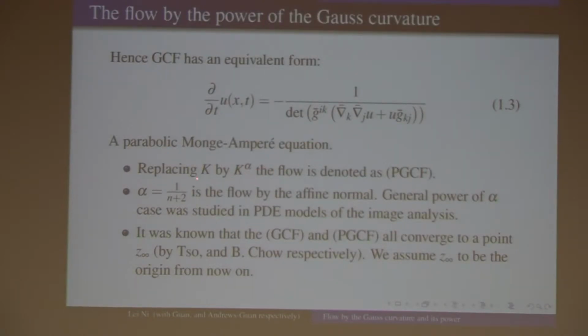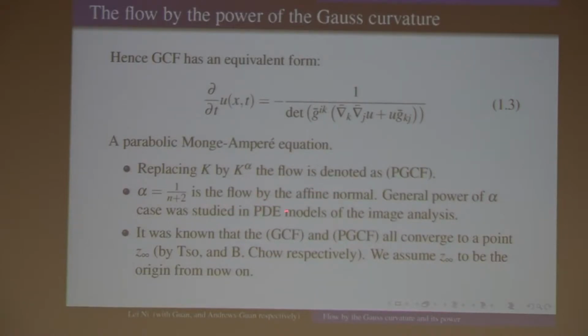And of course, if you want to flow by a power of Gauss curvature, you just take K to the power alpha. We call it the power of Gauss curvature flow, right? For alpha equal to 1 over n plus 2, this is a very special flow. This flow was studied many years ago by Ben Andrews again, because K to the power 1 over n plus 2 is the so-called affine normal. So it's related to affine geometry.